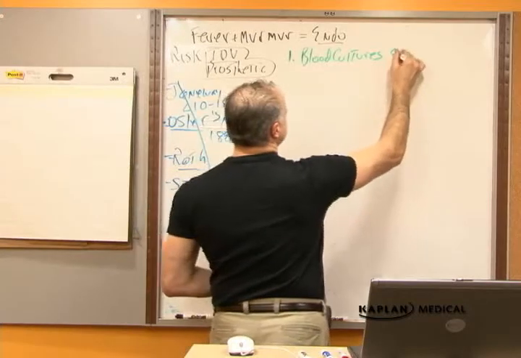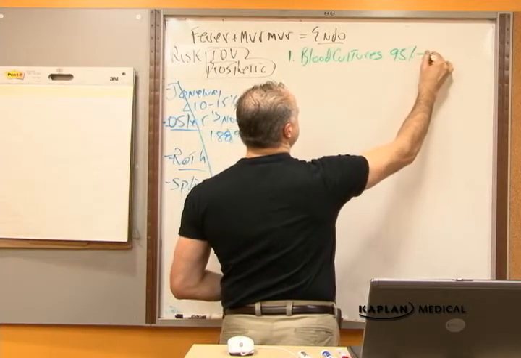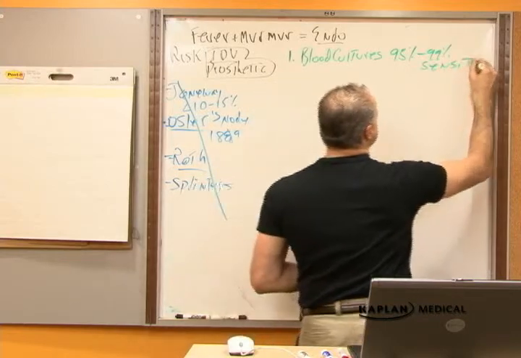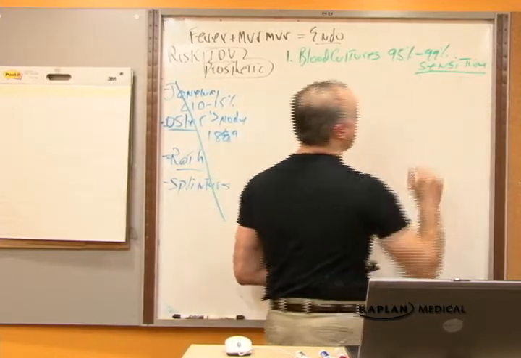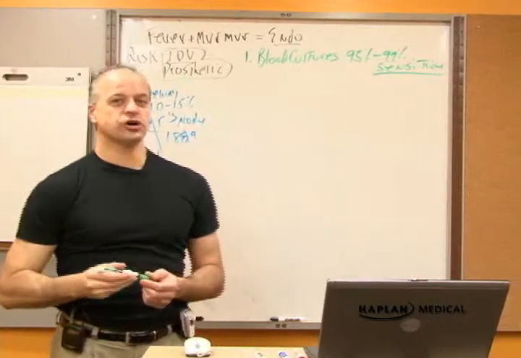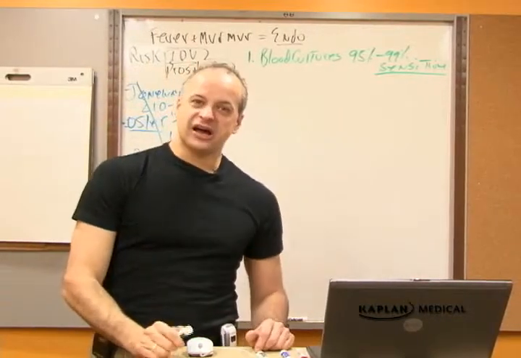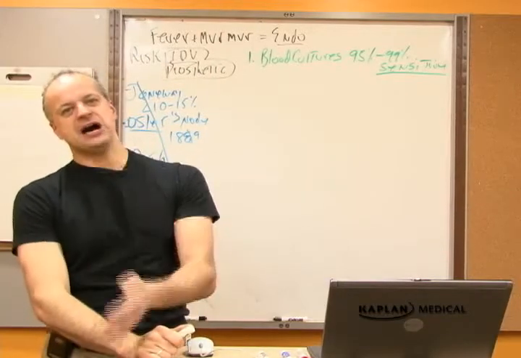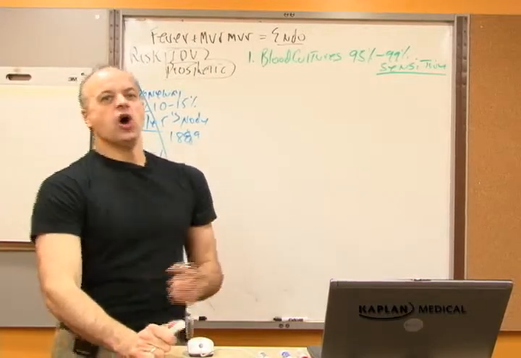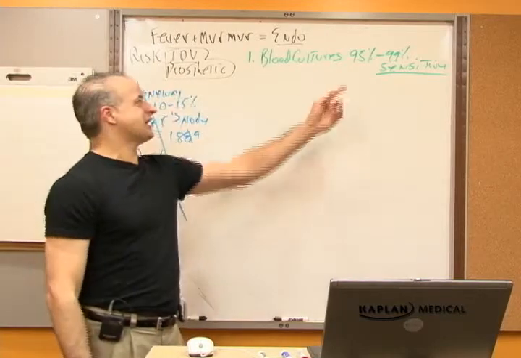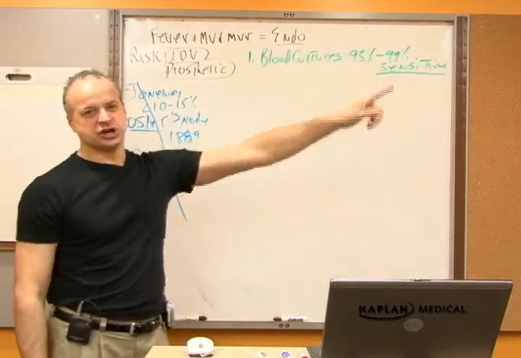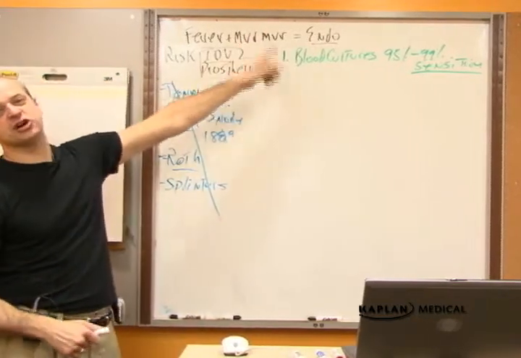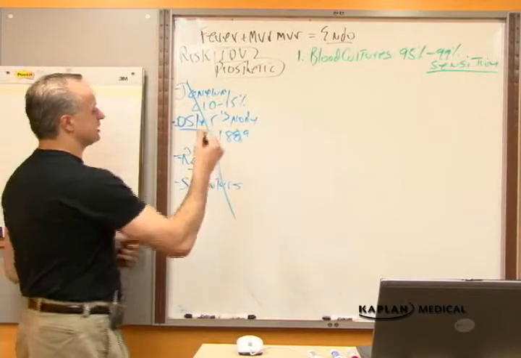Blood cultures are 95 to 99% sensitive. In other words, for every 100 people with endocarditis, 95 to 99% will have positive blood cultures. Only 1 to 5% will have a negative blood culture. Well, how do you diagnose endocarditis if the culture is negative? And that's where these come in.